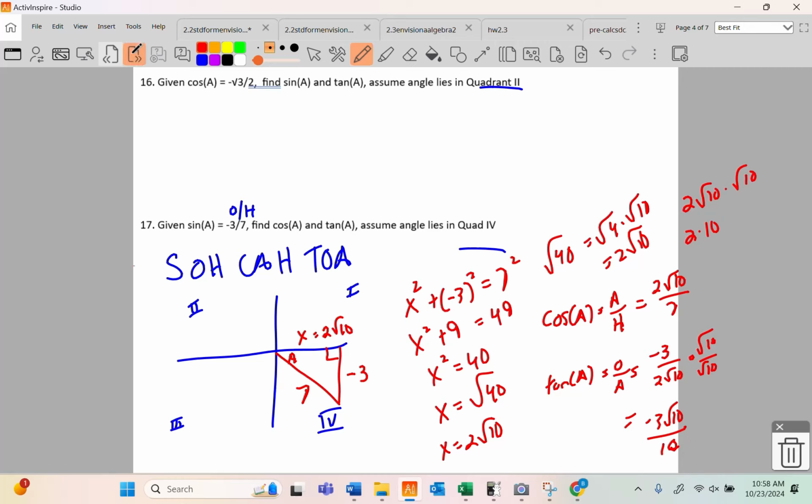Let's see here. I'll do 19. Why not? Both 18 and 19 are the same thing. 19 just has a graph. Find the general intercept form, the standard form, and the vertex form of the following thing.